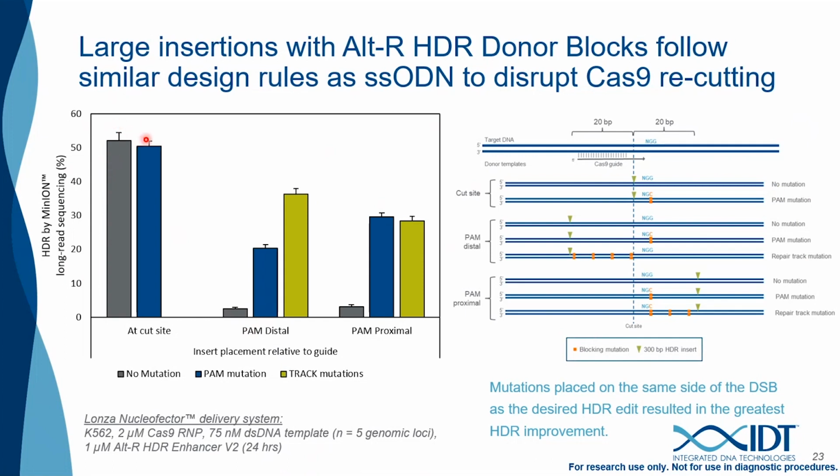And so first, if we look at that 300 base pair insert placed directly at the cut site, you can see when we treat our cells with the V2 enhancer, we're getting up over 50% HDR. If we then switch to either the PAM distal or PAM proximal insertions, you can see without any mutations that those HDR rates are dropping dramatically since we're outside of that 10 to 15 base pair window. And again, what we see is we get the best HDR rates when our silent mutations are placed on the same side of the double-stranded DNA break as our HDR edit. So the track mutations were most beneficial for the PAM distal designs, and the PAM mutation alone was sufficient for the PAM proximal mutations.